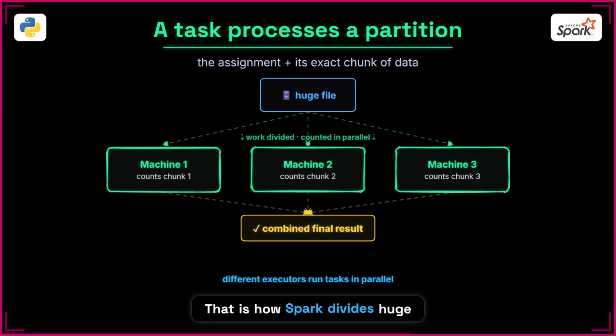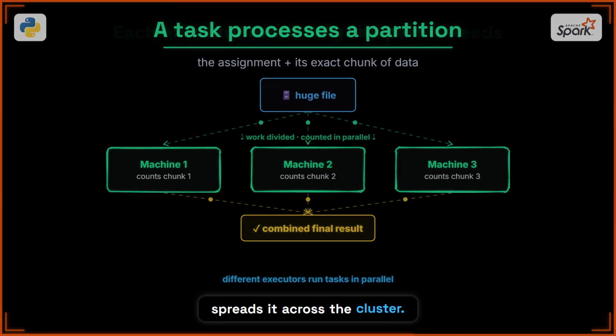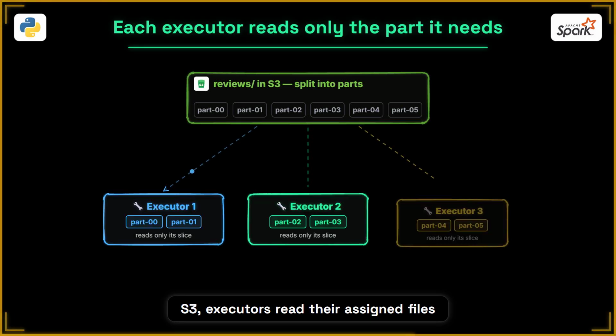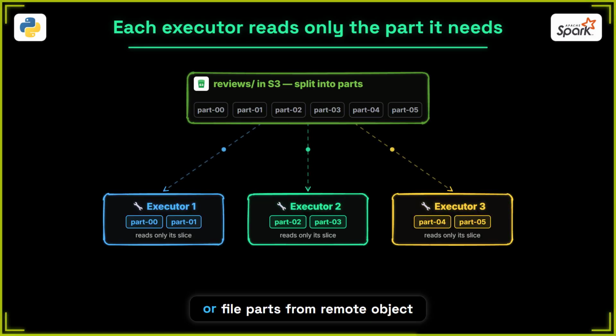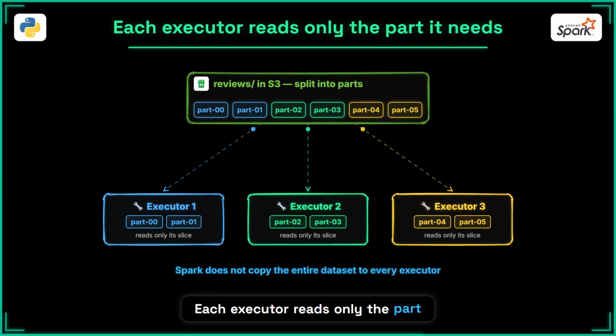That is how Spark divides huge data work into smaller pieces and spreads it across the cluster. And since our data is stored in S3, executors read their assigned files or file paths from a remote object storage over the network. And Spark does not copy the entire dataset to every executor. Each executor reads only the part it needs.